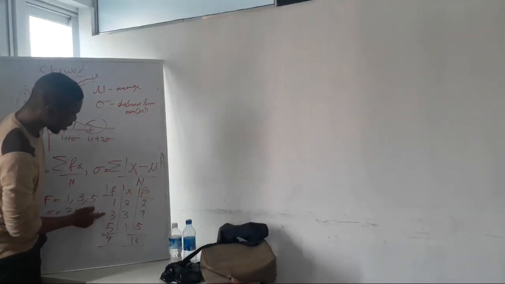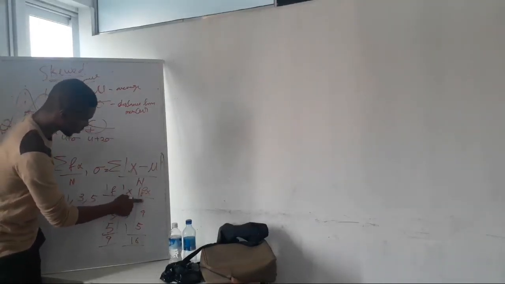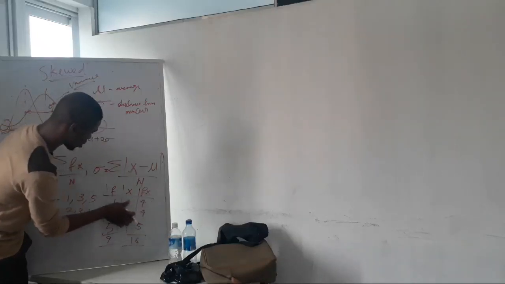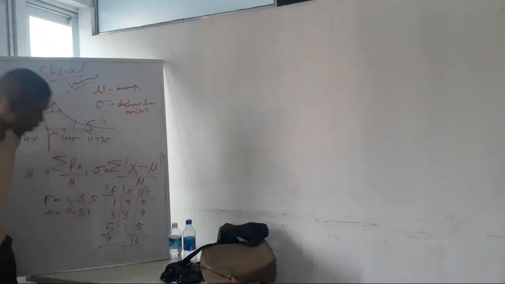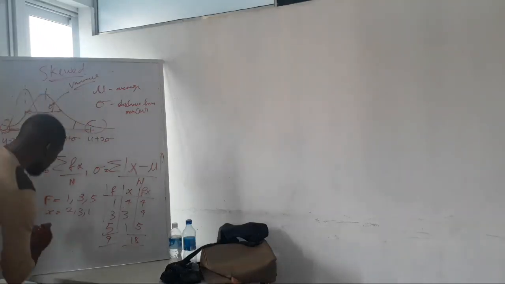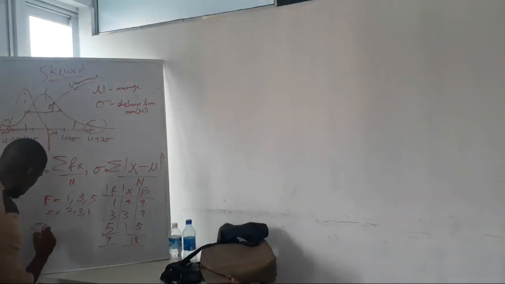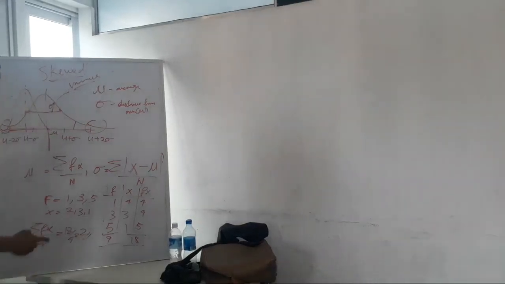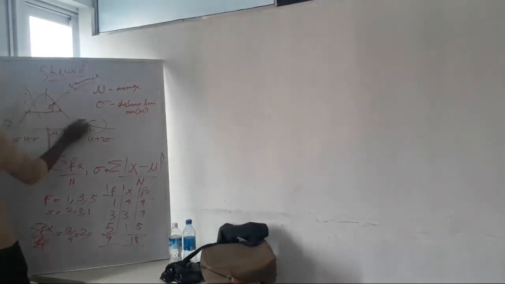Let's change the value. Let's change it to 1, 4. What do you have? Plus 18. That's 18. So 9, right? Divided by what? F. So we have 18 divided by 2. We have 9. We have 2, right? This is what? Mean. Kind of mean.